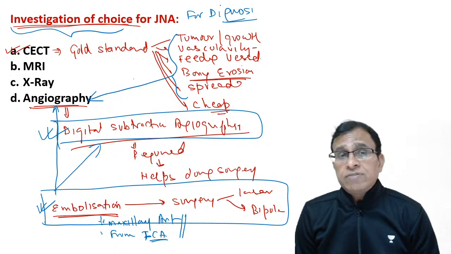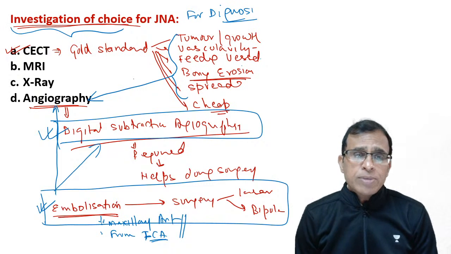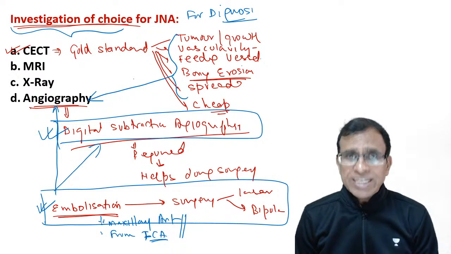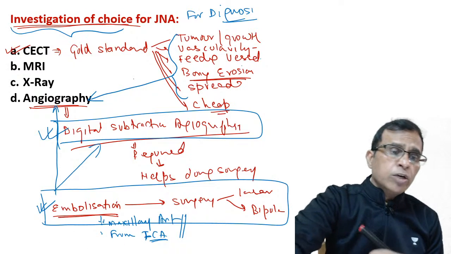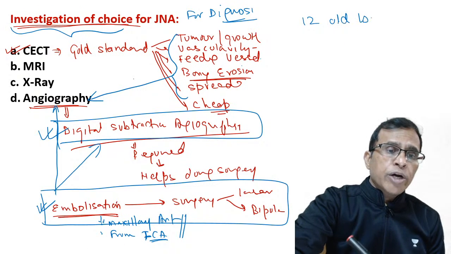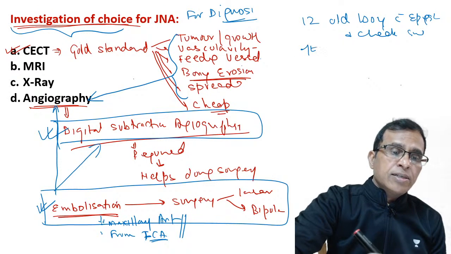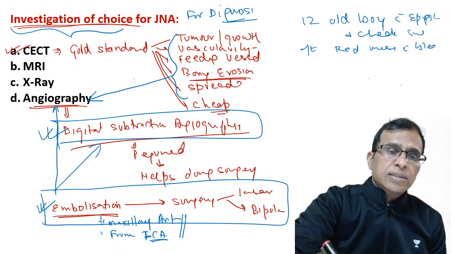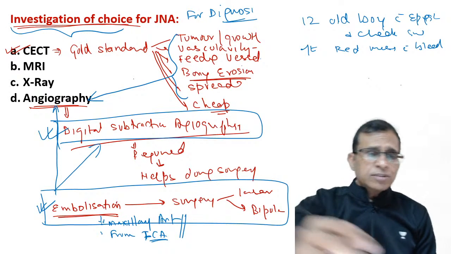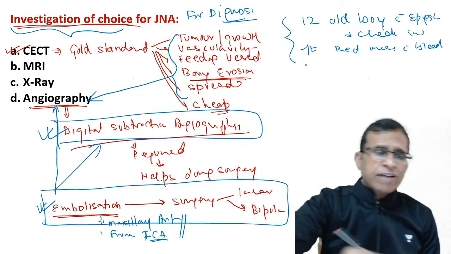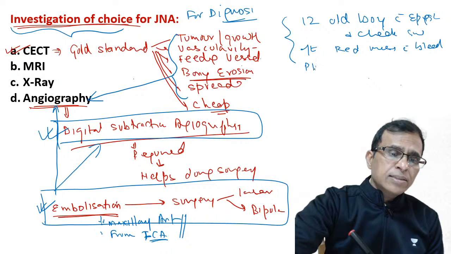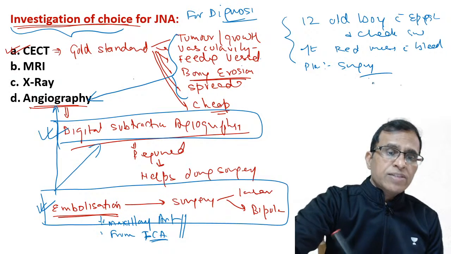Which of the following investigations will you do? Angiofibroma is seen in a small child, a boy. So suppose they ask you, a 12-year-old boy with epistaxis and cheek swelling. On examination, red mass with bleeding in the nasal cavity and nasopharynx. Now, with this history, and you have planned to do surgery, which is the investigation you'll do?